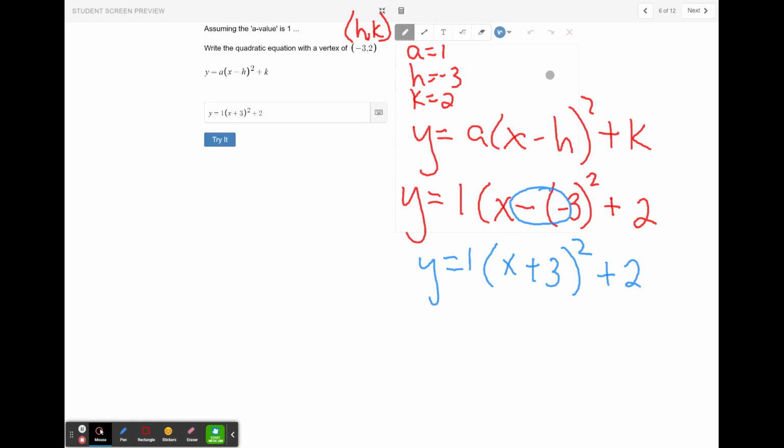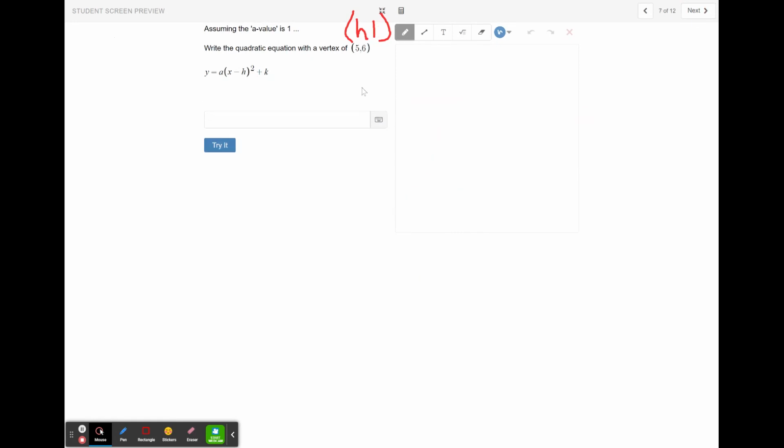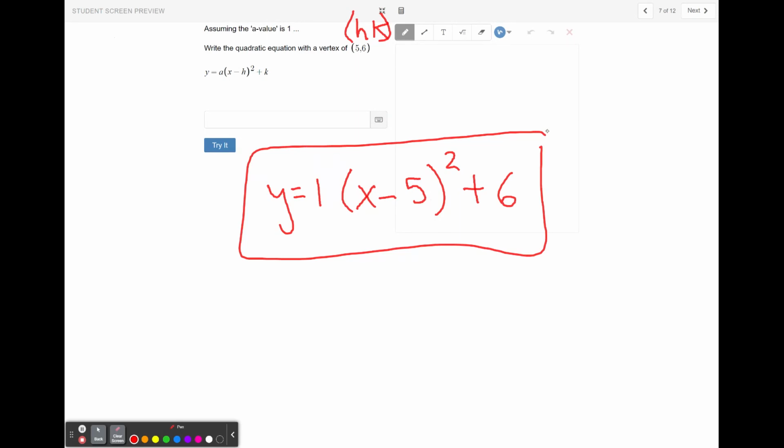All right. And then in the next slide, you're going to do the exact same thing. So we said our a value was 1. X minus comes from the equation 5 squared plus 6. So minus a positive stays a minus. So this is your equation. Notice the h is the opposite of what you see when you're dealing with the equation. And then the k just gets thrown out on the end. Okay?